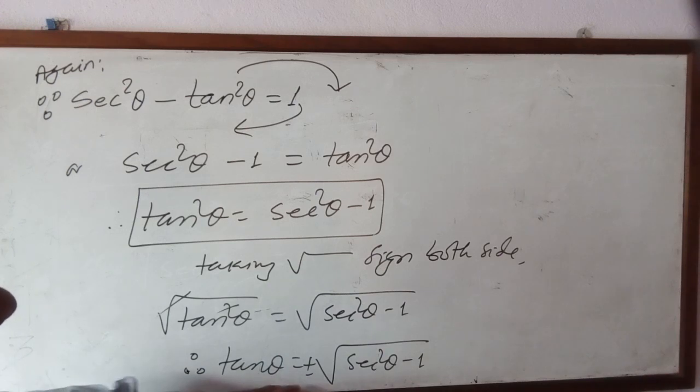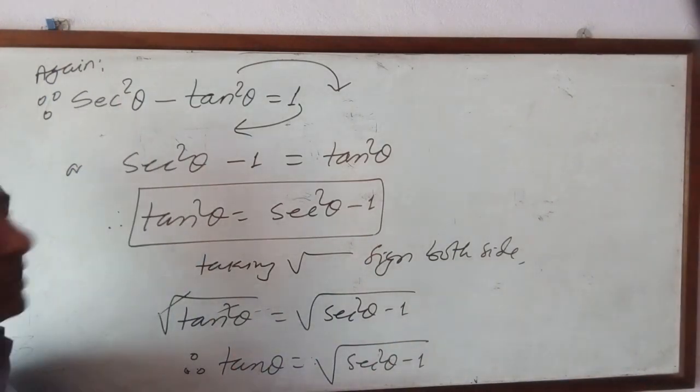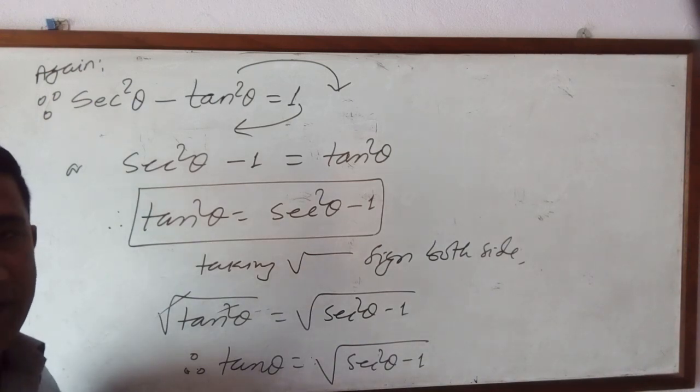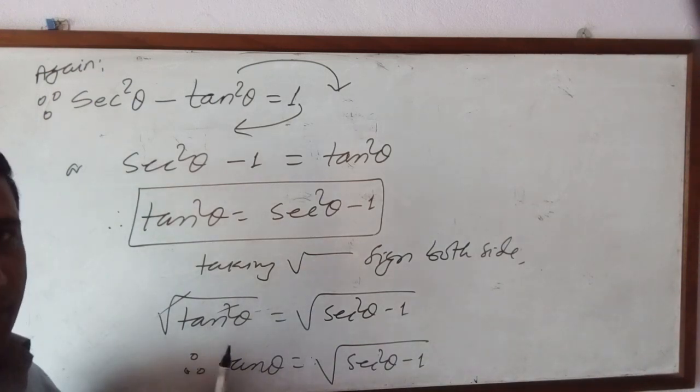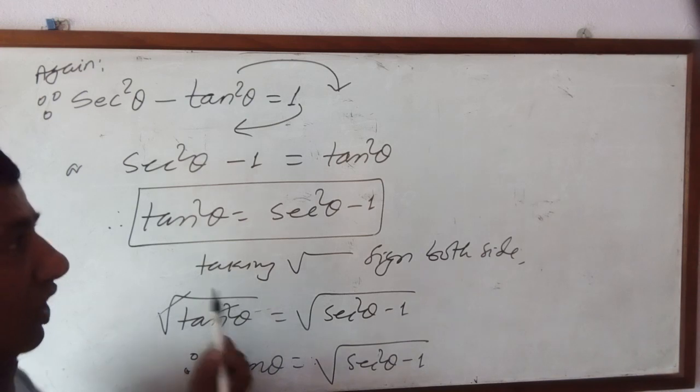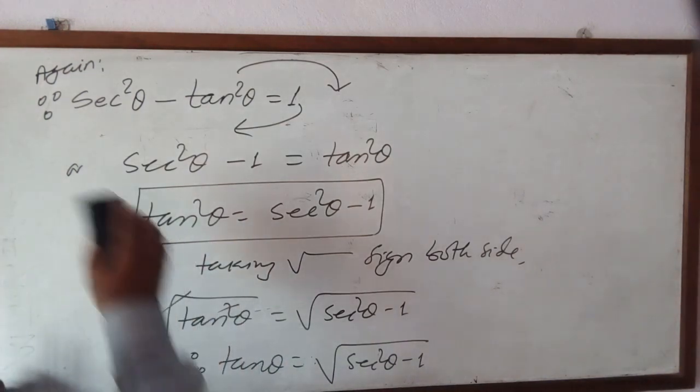Now tan theta equals to this. Okay, I'll write only positive, this one. Now similarly I did one: sec square theta minus tan square theta equals to 1. I proved 1. Just by the same method you can prove the remaining 2. Okay, I'll go to the next formula.